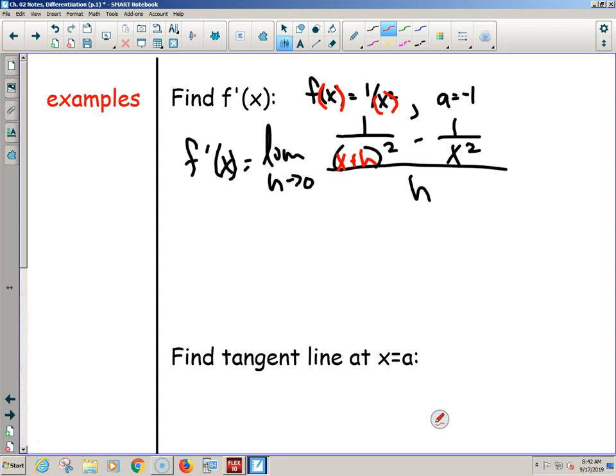F of x plus h. What f? What am I going to multiply by, top and bottom, to simplify my complex fraction, because this is a 0 over 0? Keep going.